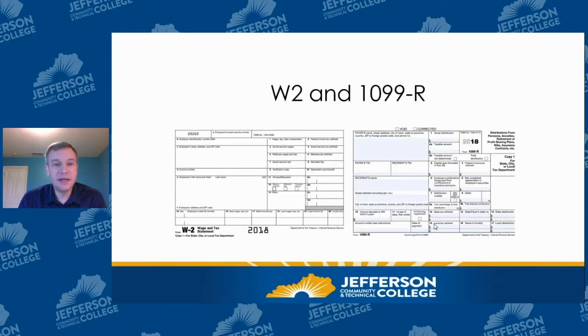We may also need a W-2 document or 1099-R. A W-2 document is the document that your employer sends you for work that you completed in 2018, and it includes your wages and taxes withheld. A 1099-R is if you took an IRA distribution or pension, and that income has to be on the FAFSA.